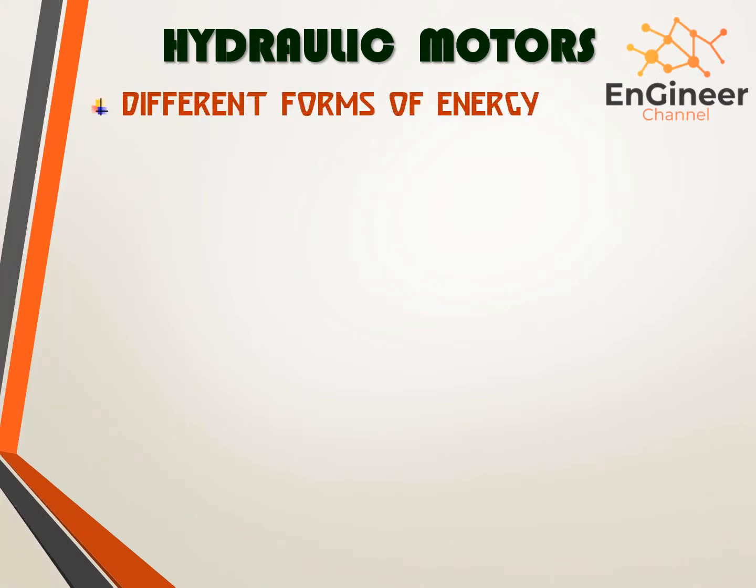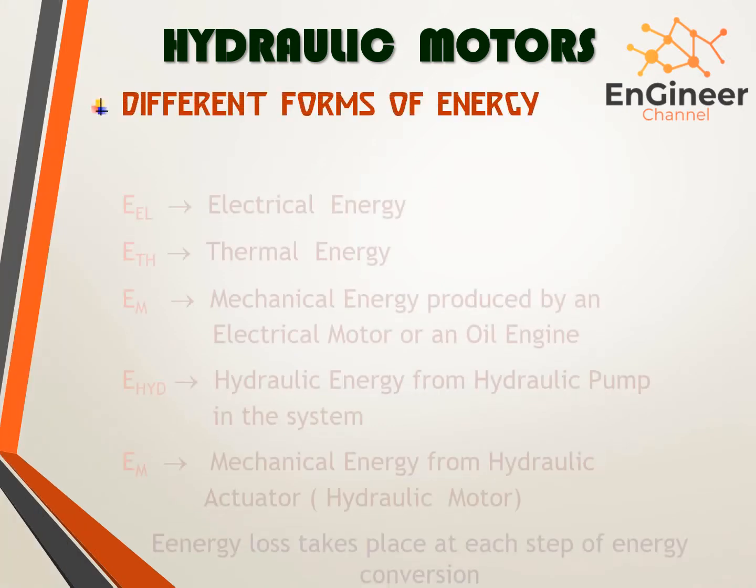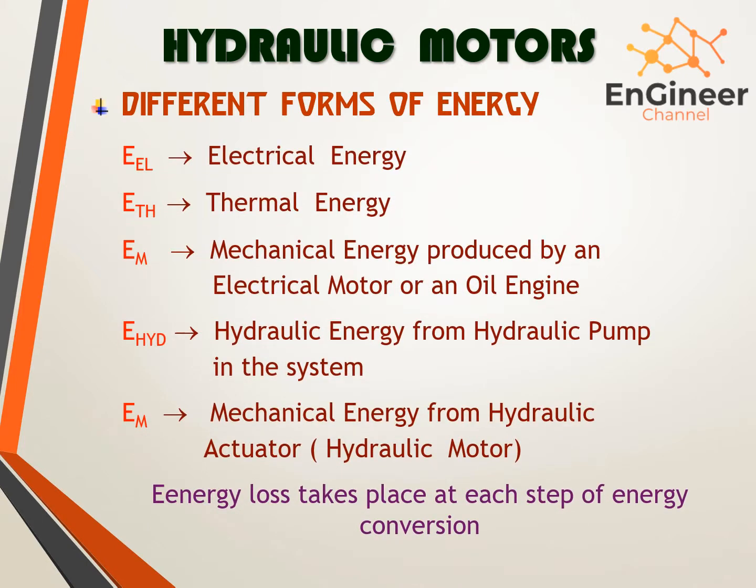So first, let's see the different forms of energy. We have electrical energy, thermal energy, mechanical energy produced by an electrical motor or an oil engine, hydraulic energy from hydraulic pump in the system, and mechanical energy from hydraulic actuator like hydraulic motor. Don't miss that energy loss takes place at each step of energy conversion.